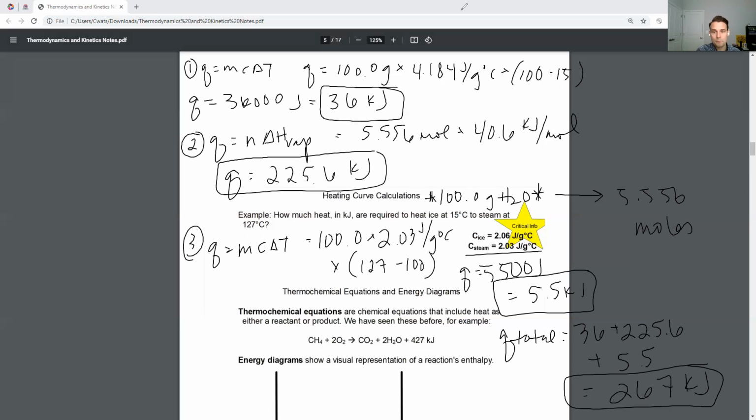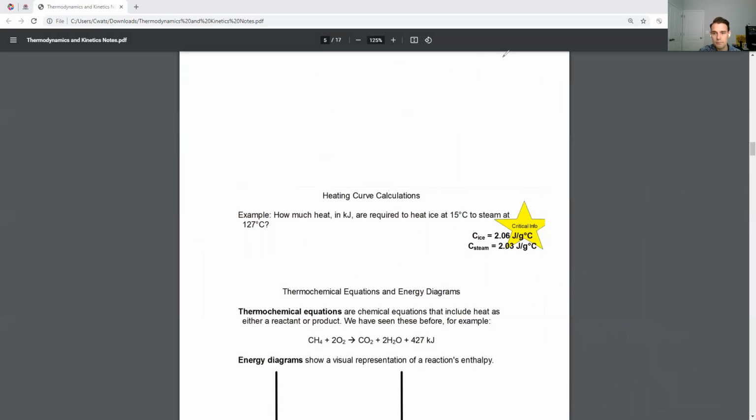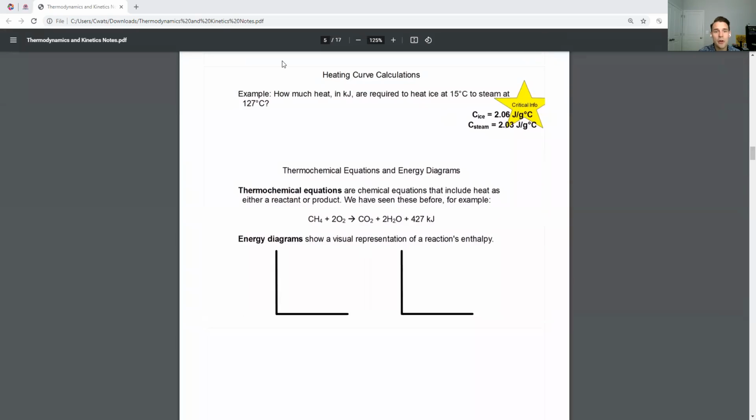Okay. And then the final thing for today is looking at a thermochemical equation. We've seen these previously when we were doing stoichiometry. Thermochemical equations are chemical equations that include heat as either a reactant or a product, which we've seen. For example, you take methane, reacts with oxygen, it produces carbon dioxide, 2 moles of water, and 427 kilojoules of energy. So we can use energy diagrams, which are also known as enthalpy diagrams, to show a visual representation of what's happening in a reaction.